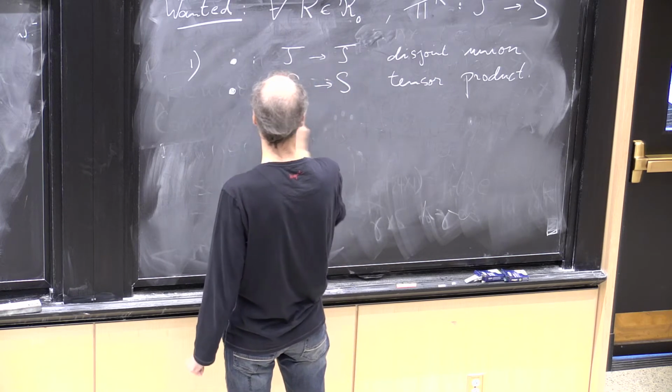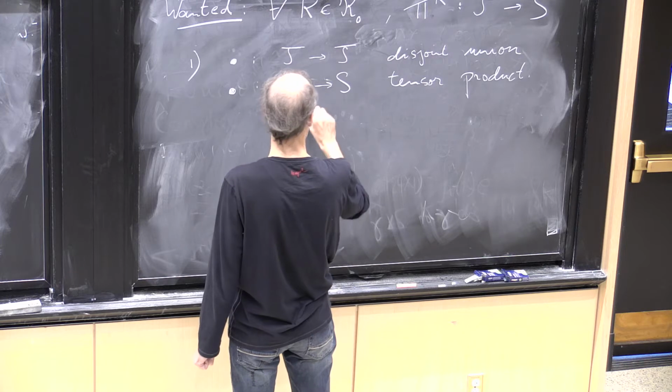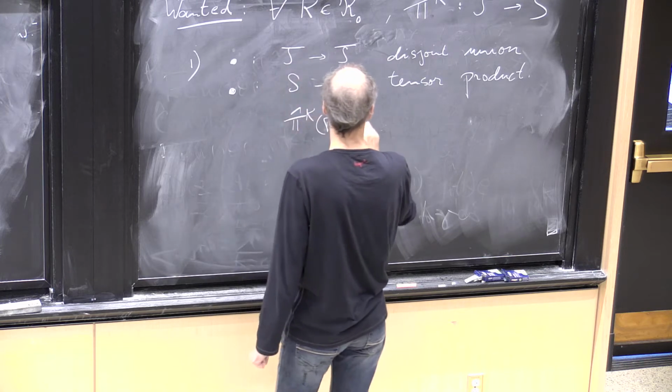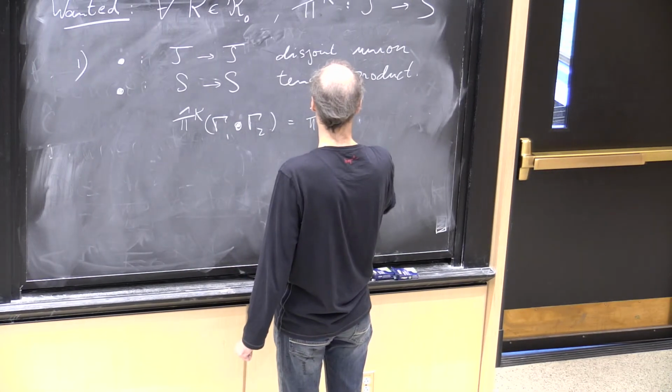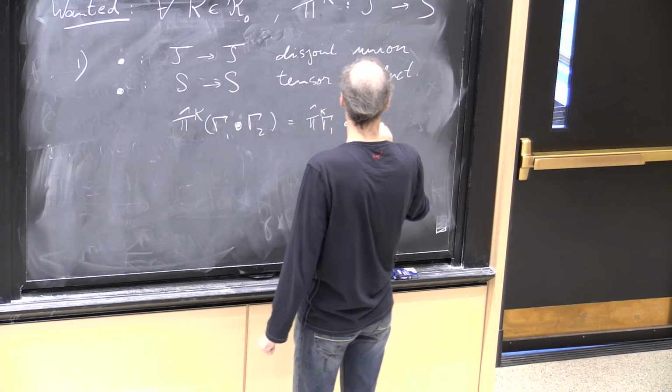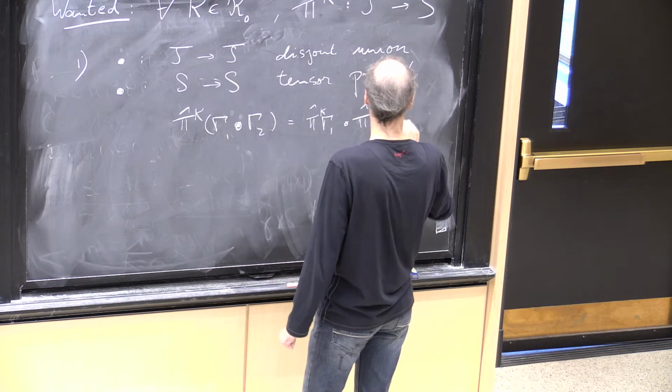So I want that pi hat k of gamma 1 product gamma 2 is equal to pi hat k of gamma 1 product pi hat k of gamma 2.